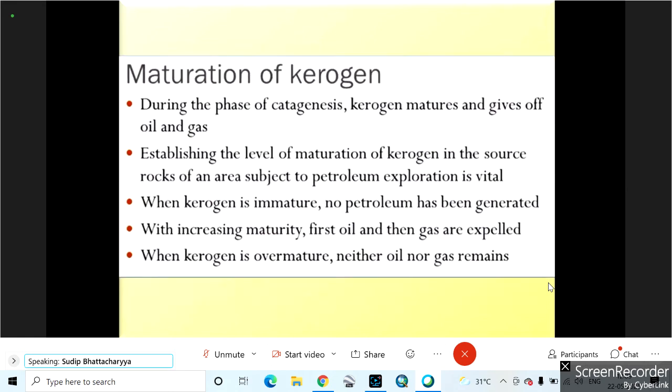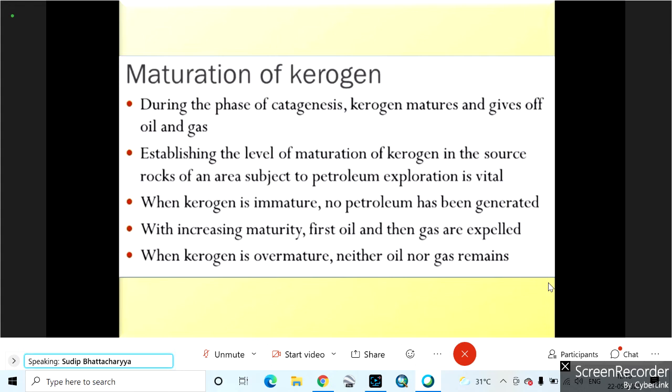The maturation of hydrocarbon, thermal maturation, I was telling you: during the phase of catagenesis, kerogen matures and gives off oil and gas. What is catagenesis? Catagenesis comes right below your diagenesis. There are three maturation indexes according to your pressure and temperature. Any sediment must have gone through this part. The first part is your diagenesis, then your catagenesis, and then your metagenesis.